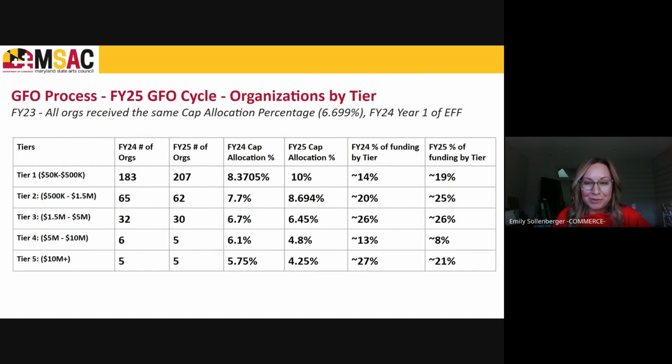So I'm not going to go through this whole table just based on time here, but this gives you kind of an overview of what this is looking like in process. So you'll see the tiers on the left-hand side, the number of organizations in FY24 and 25 listed in each tier, the cap allocation and what that transition is looking like from FY24, which was the first year, to FY25, the current year, which is the second year, and kind of what the funding is looking like by tier and kind of in chunks, if you will.